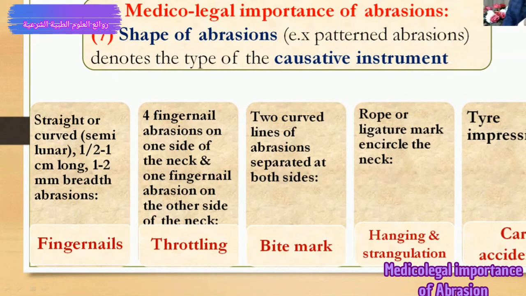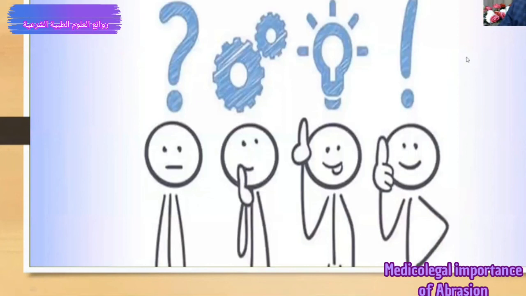In cases of hanging and strangulation, there is a ligature mark on the neck, which may be directed from below upwards in case of hanging, or horizontal in case of strangulation. In cases of tire marks, we can find a tire impression in case of a car accident. So abrasion is a very important area for the forensic doctor, and we can find many benefits from abrasion.